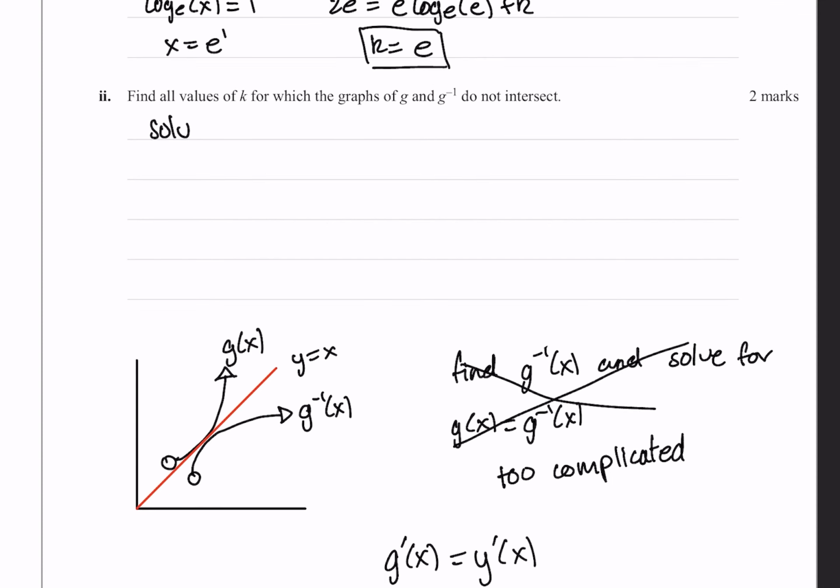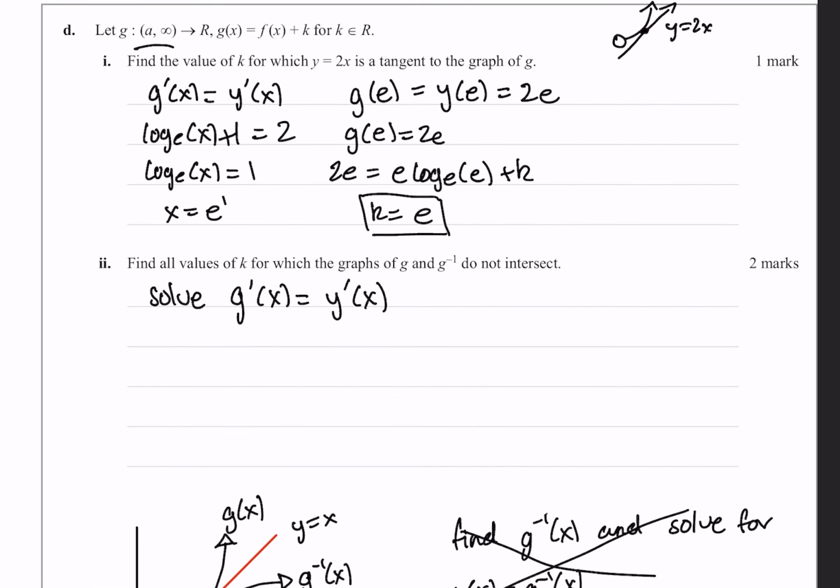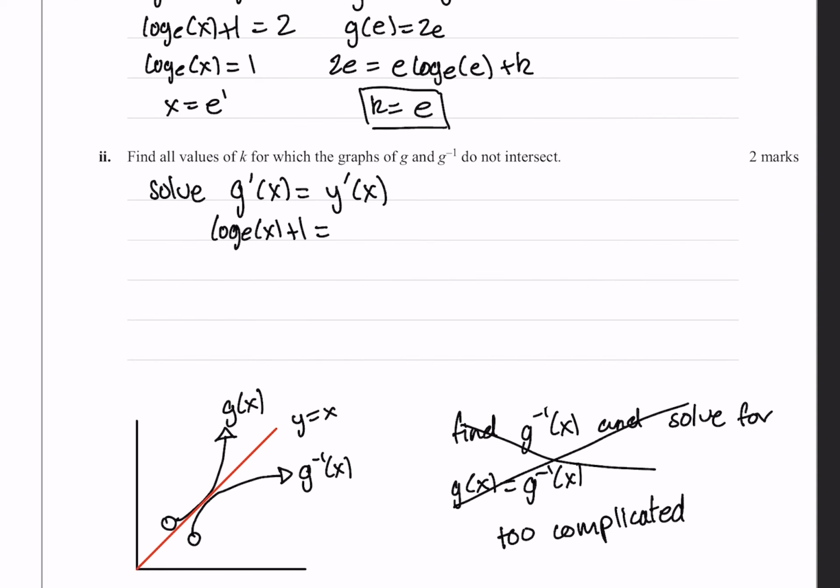So we set the derivative of g of x equal to the derivative of y of x. And we know the derivative of y equals x is the derivative of x, which is equal to 1. We know the derivative of g of x equals log e of x plus 1, which we found before, because the k falls out because it doesn't have an x associated with it. So this is really easy to solve, and we get x equals e to the 0. So now we know what x is equal to.